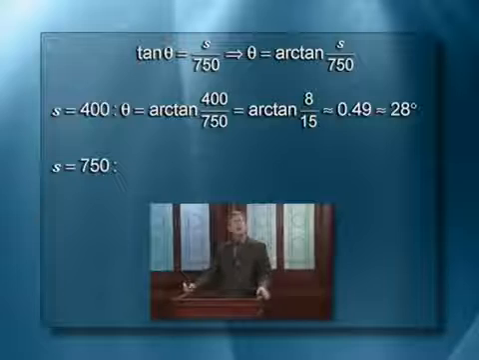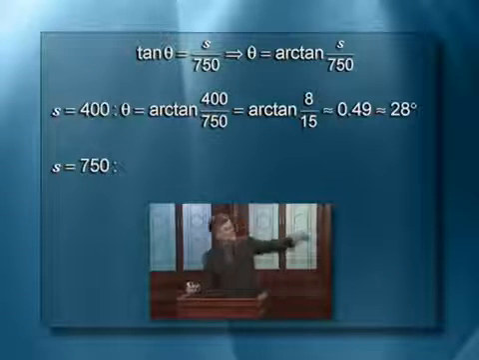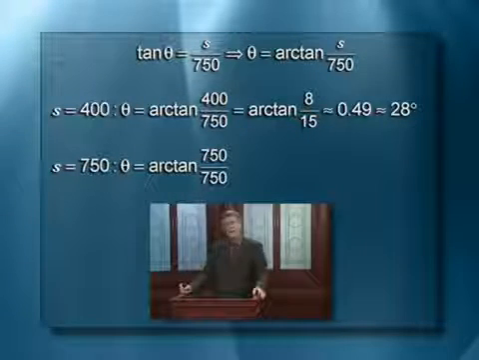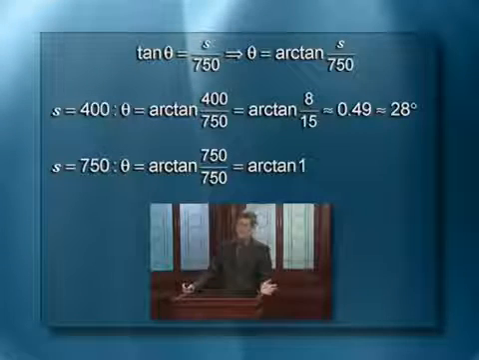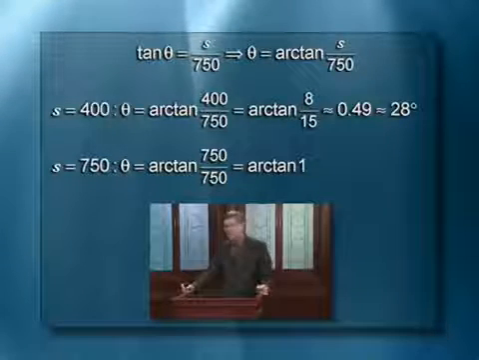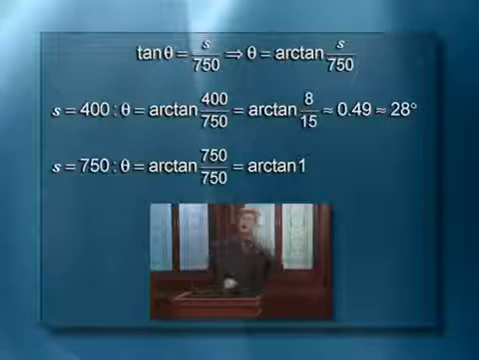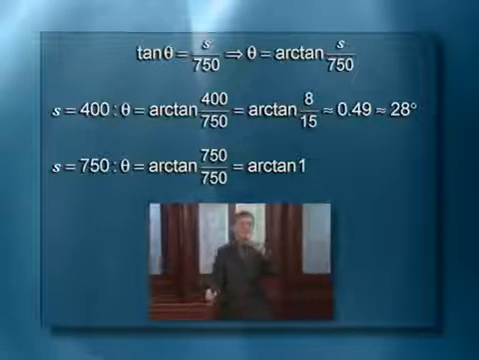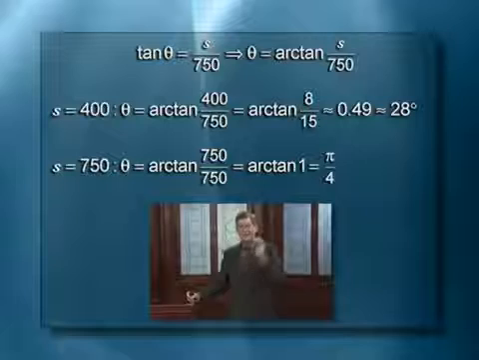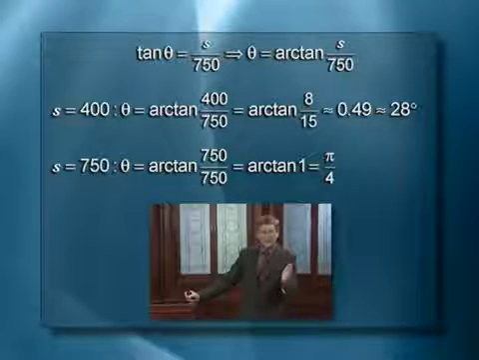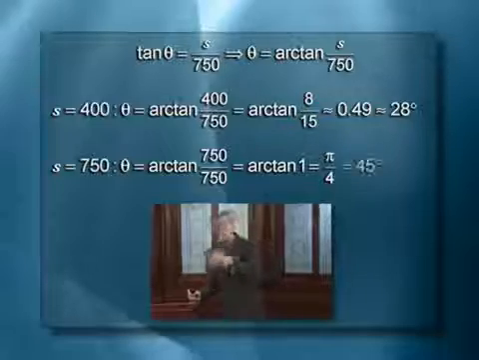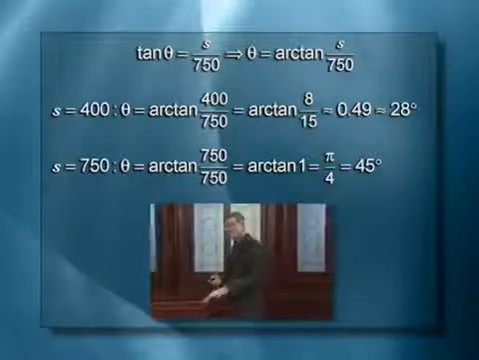How about 750? When S is 750 meters, then arctangent of 750 over 750, oh, that's kind of nice. That's arctangent of 1. That's an easy one, isn't it? Tangent of pi over 4 is 1, so arctangent of 1 is pi over 4, or 45 degrees.